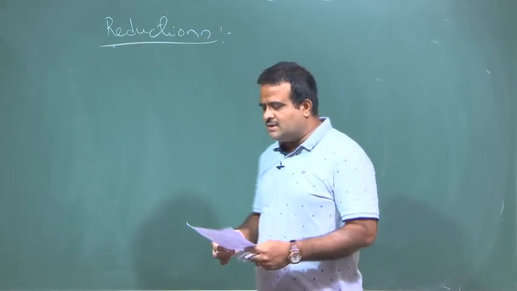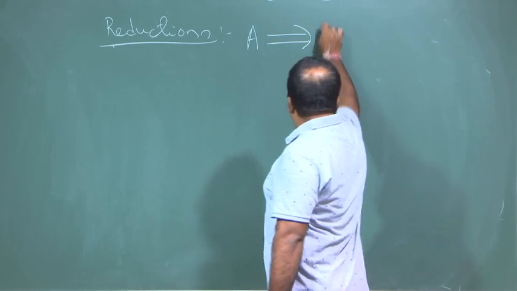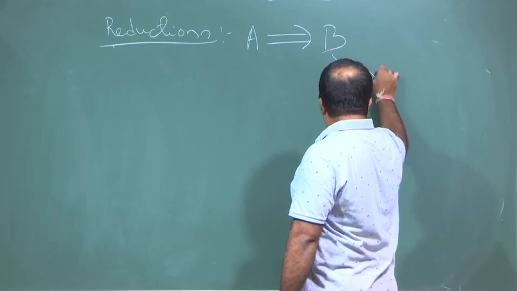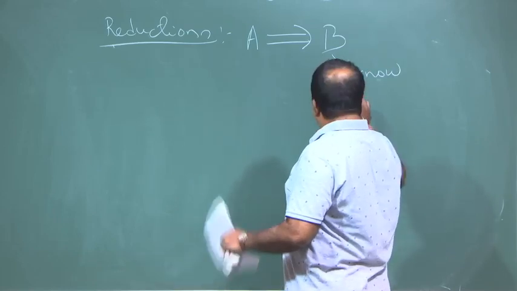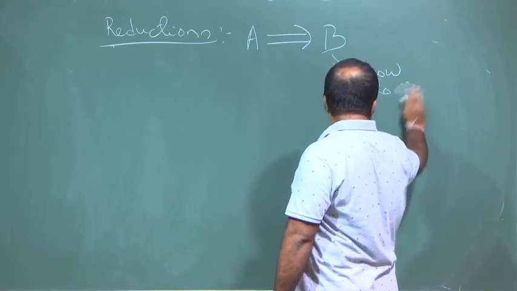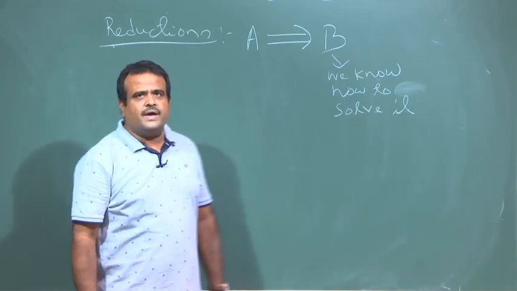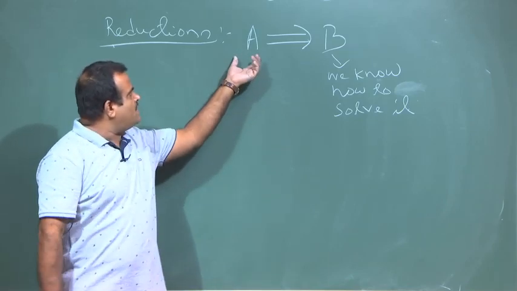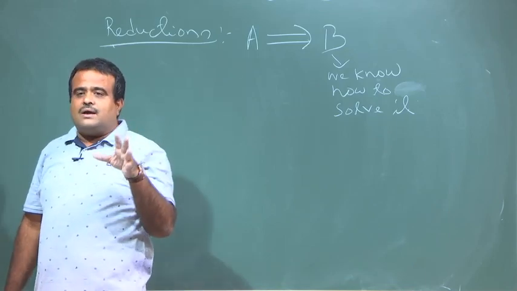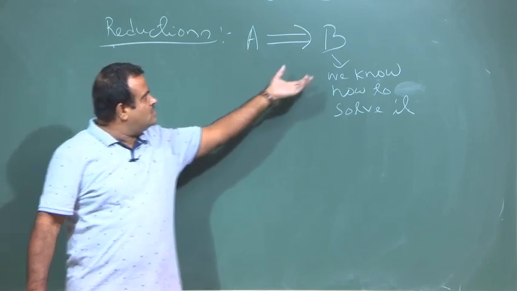So, basically we have a problem A, and we are reducing this problem to another problem B, for which we know the solution. We know how to solve it. Then in order to solve A, if we can reduce A to another problem B for which we know the program to solve it, then we know the solution of A, because we have the solution of B.